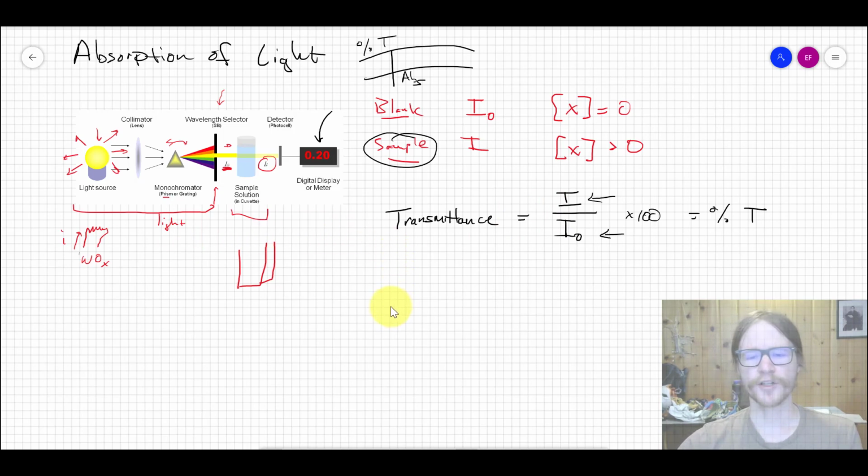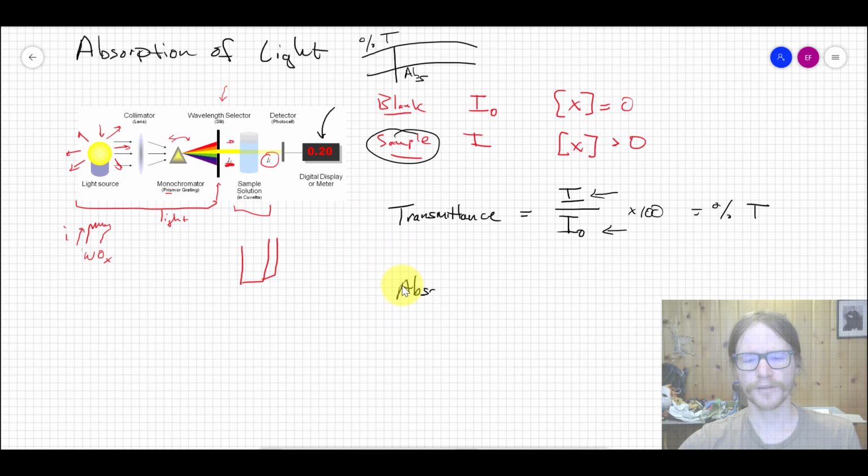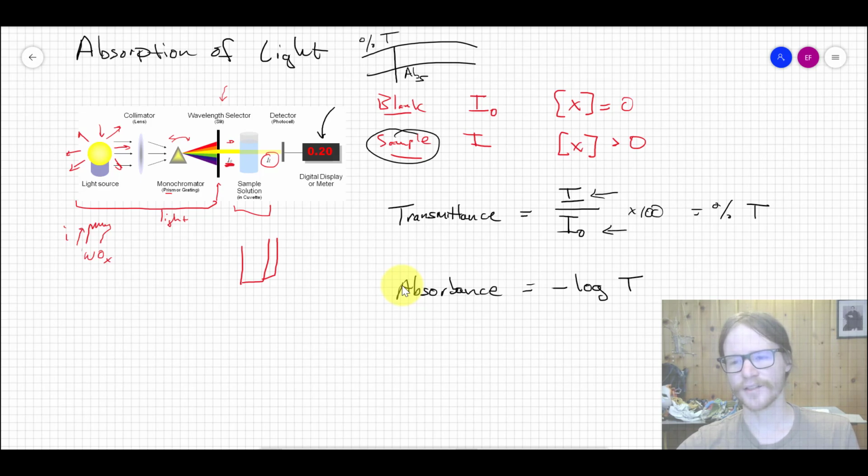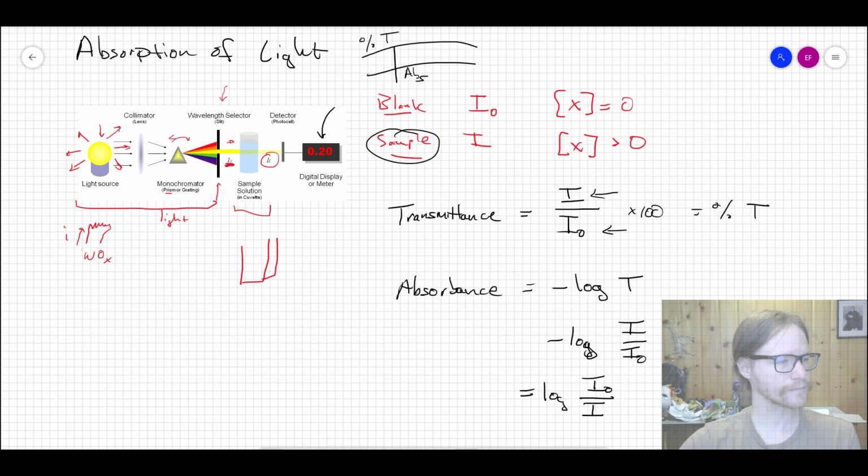We also measure using this metric called absorbance. Absorbance is logarithmically related, so we call that negative log of T. And here T is not percent T, it's the original T, so we could write this as negative log of I over I naught. Or absorbance could be just the log of I naught over I, which you'll sometimes see too, just inverting the quotient here.